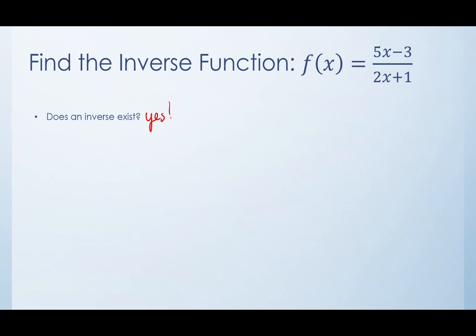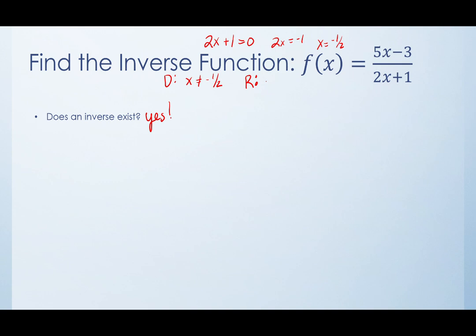But before we do that, let's look at what our domain is. Remember, we need to throw out anything that causes us to divide by 0. So we do not want the denominator to equal 0. That would be 2x equals -1, x equals -1/2. So we cannot have -1/2. Now the range, I think it's 2.5, but it might be something else. So we're going to hold off on that for a minute.